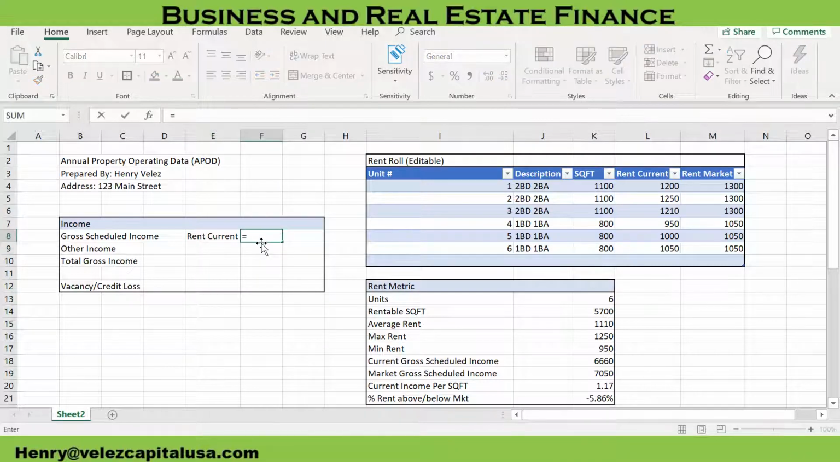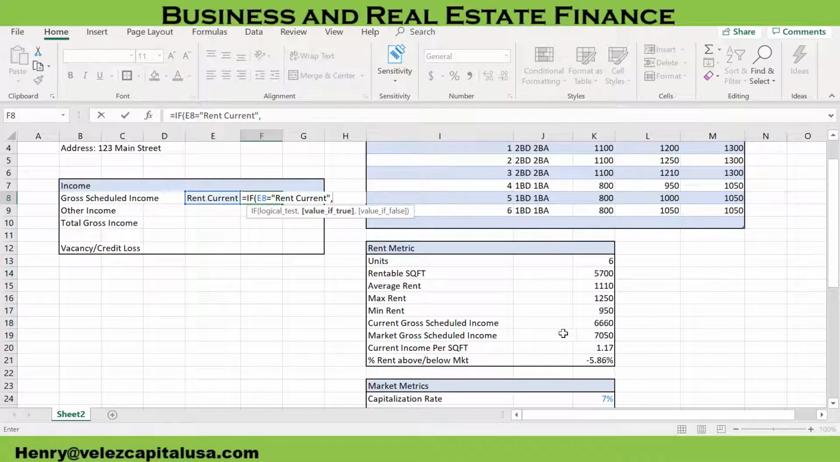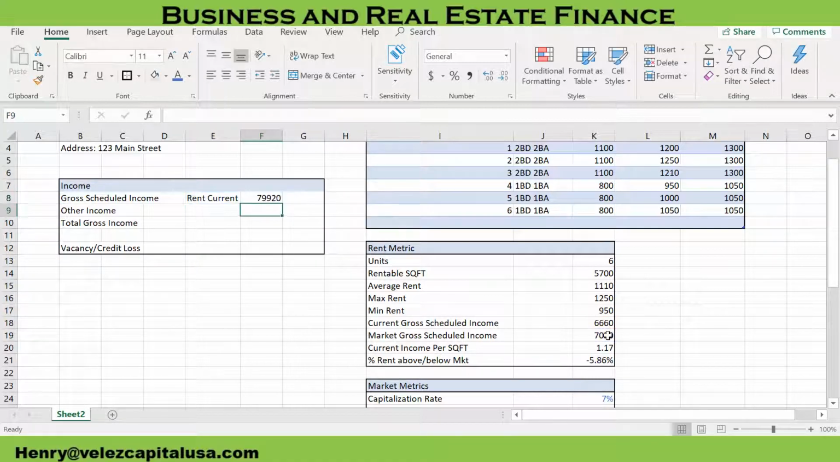So the option is going to be done this way with logic. So if rent current equals, we'll put rent current, we're going to return current gross scheduled income times 12 because we want it yearly. This is annually. So if false, if it's not rent current, if it's anything else, it's going to be market times 12. Okay? So let's test that out.